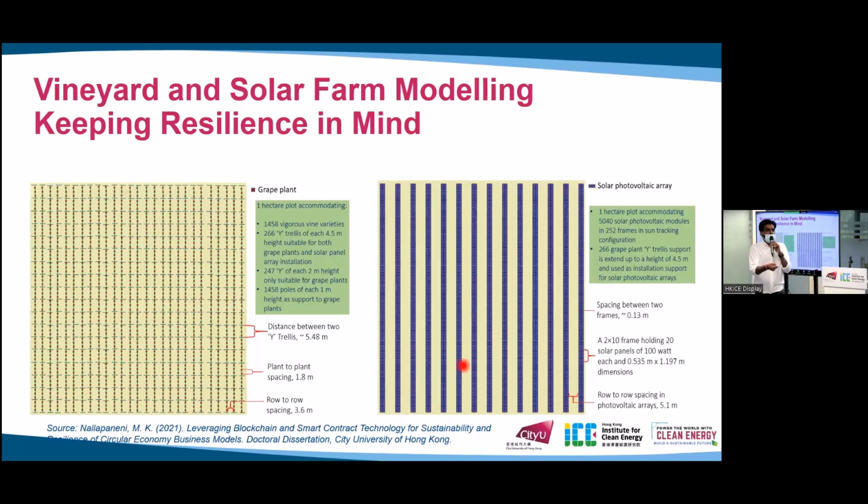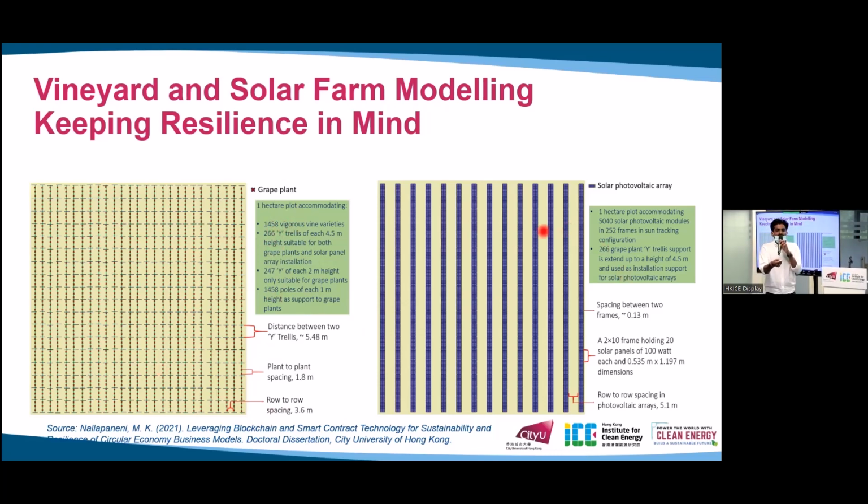Now, this is how we designed the vineyard as well as the solar farm. First, we took a 1 hectare plot and designed it as per the grape growing conditions. Then we found that a total of 1458 vigorous wine varieties are needed, installed under 266 trellises. So all the design conditions are given.